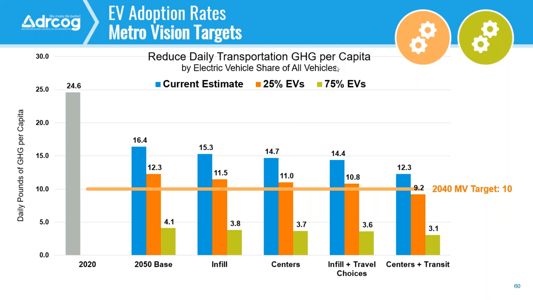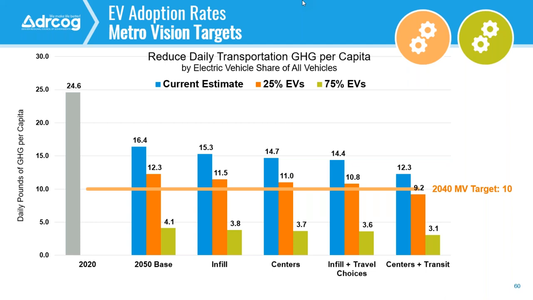As you can see, our 2040 MetroVision target is 10, and even that aggressive centers and transit scenario does not quite get us there on its own. If we're using the current estimates from the MOVES emission model, that model is currently using the assumptions that CAFE standards as they stand today will basically stop becoming more aggressive in 2025. That's when the current regulation ends. So that's where you would get to the centers and transit scenario having 12.3 pounds of GHG per capita per day. However, as I mentioned, that's just the CAFE standards.